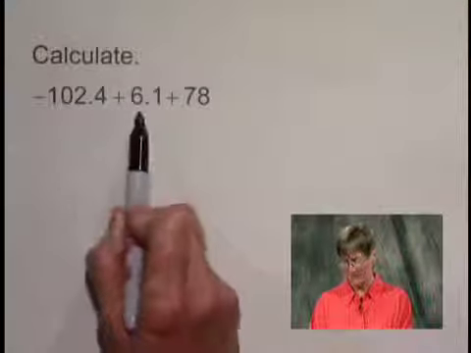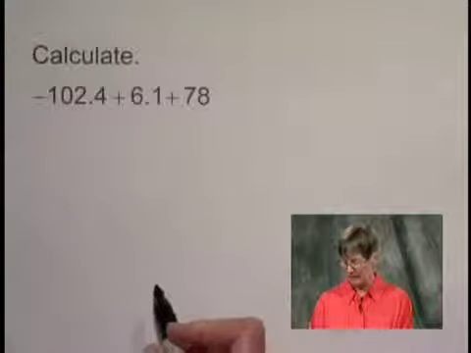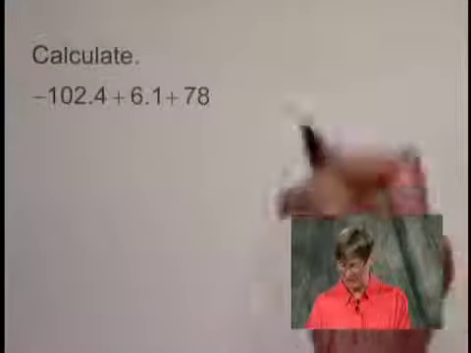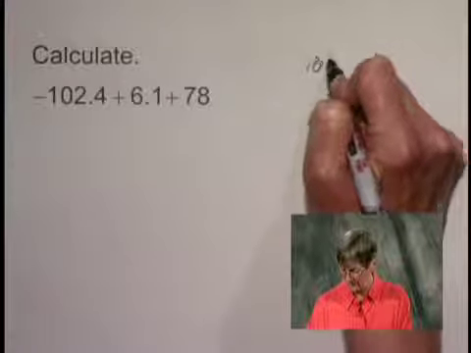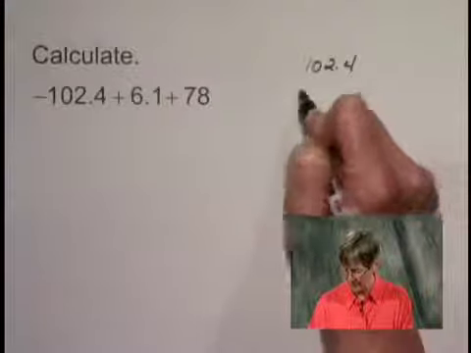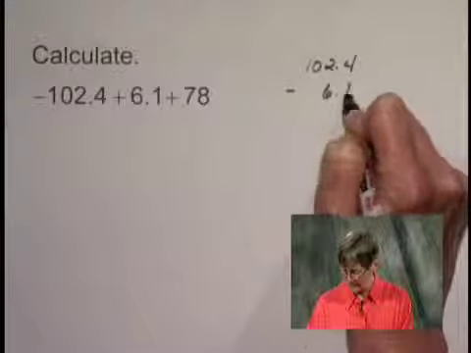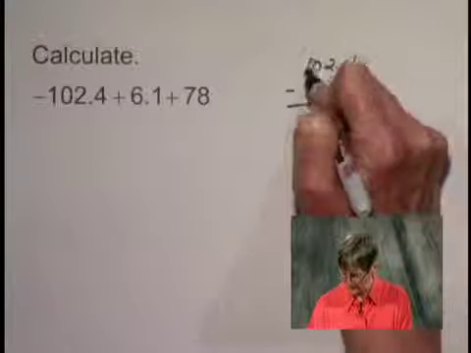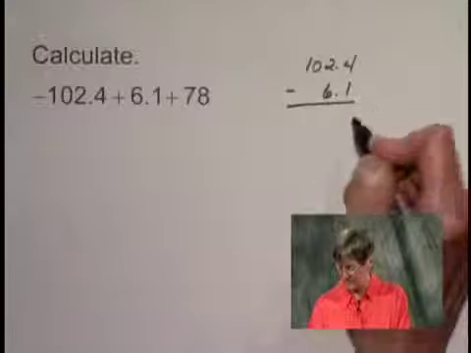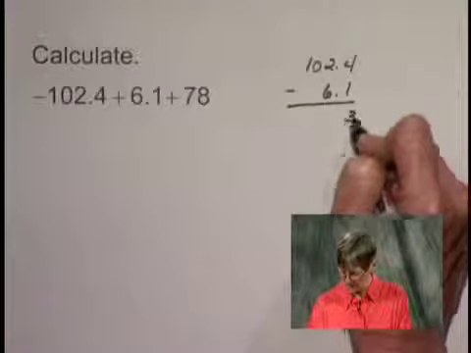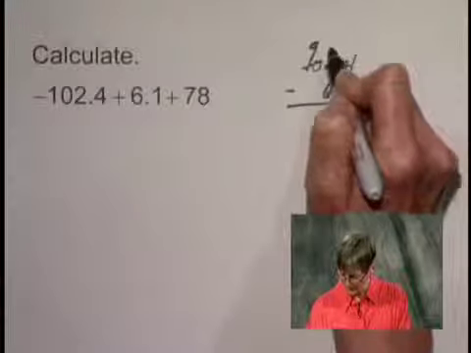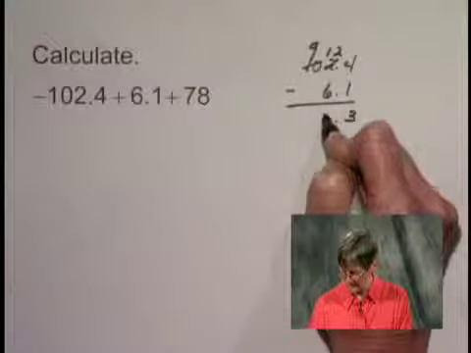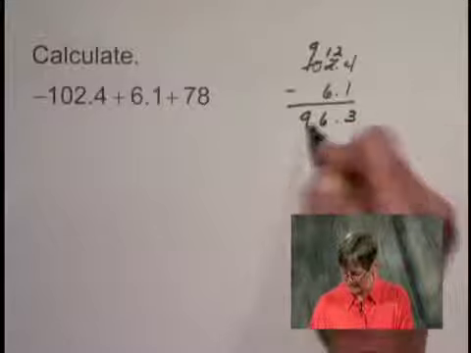I have a negative number plus a positive number. So I need to find the difference in absolute values first of all. The absolute value of negative 102.4 is 102.4, and the absolute value of 6.1 is 6.1. So I'm finding the difference in those two numbers. 4 minus 1 is 3. We place the decimal point, and we need to borrow. 12 minus 6 is 6, and 9 minus 0 is 9.